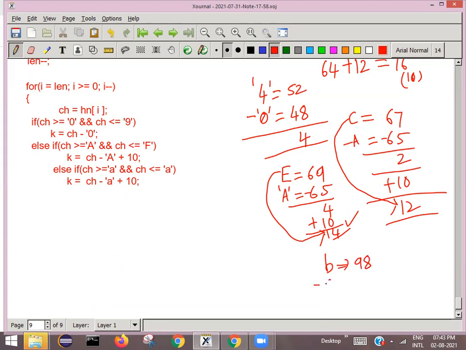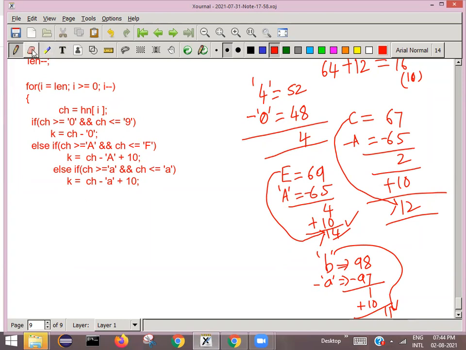So I am subtracting small a from this, that means I am subtracting 97 from this. So what will I get? 1. Then I am adding 10, and the result is 11. So small b is nothing but 11. Yes or no? Capital B or small b, it is 11 only. So the same logic works here, and I get the equivalent number. I am converting the character into a number.